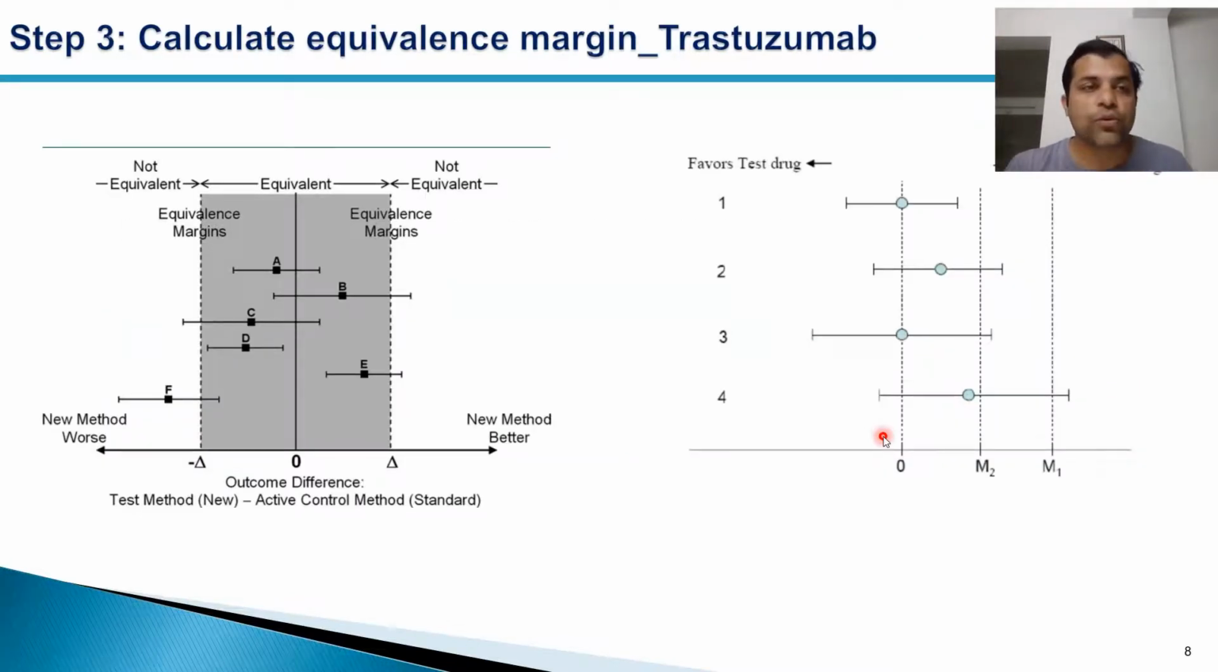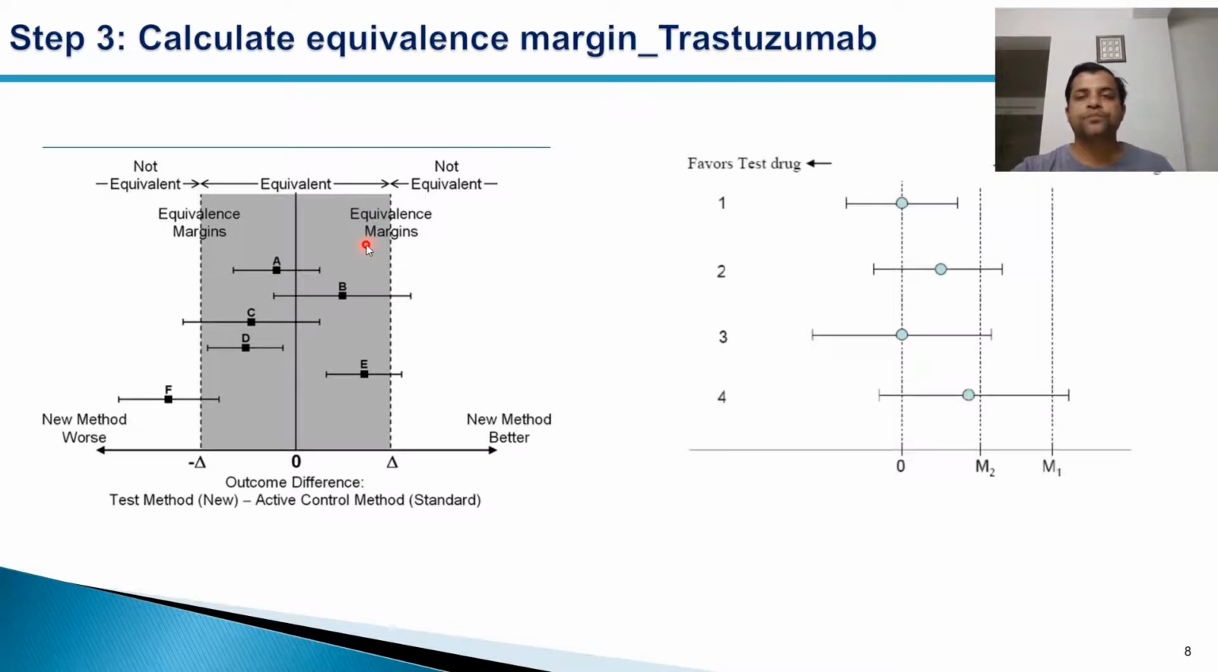So my next step is to calculate the equivalence margin. So currently what I'm going to do, I'm just giving you an example of what we mean by equivalence margin. We mean that the 95% CI should be on both sides of the zero. Okay, and how far it can go is called delta. So it is determined by this margin. So my drug's 95% CI should lie in between these two, in this graded area. Okay, if it is there, then I can say that my study is passing and my biosimilar is equivalent to the innovator.